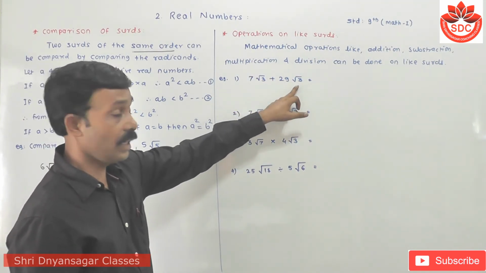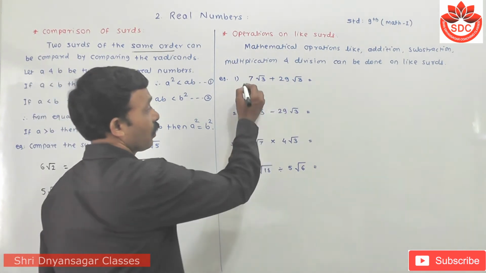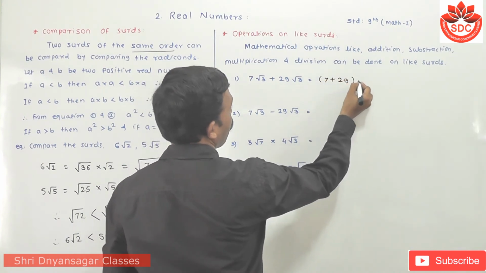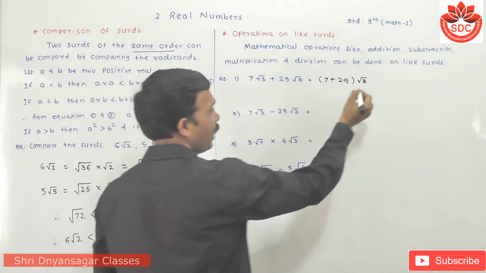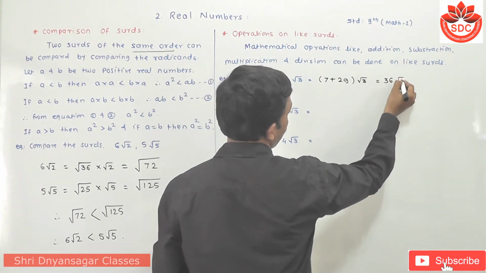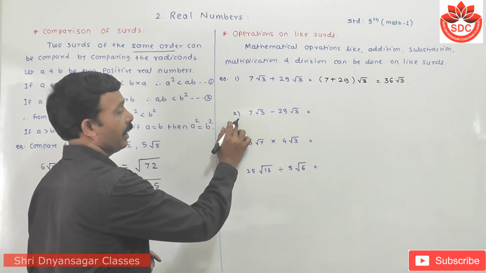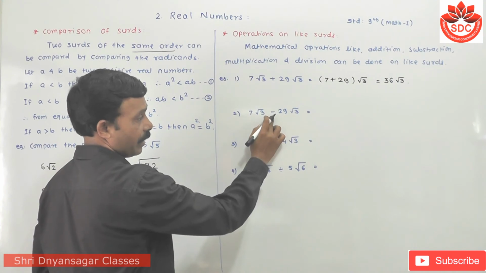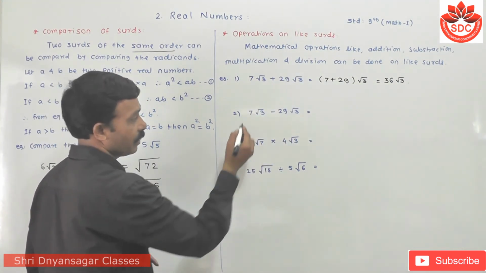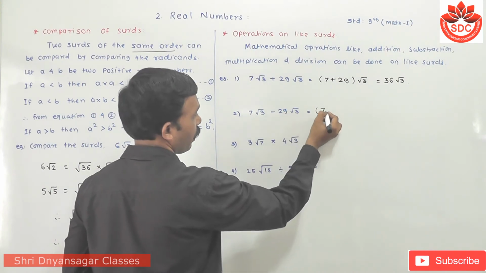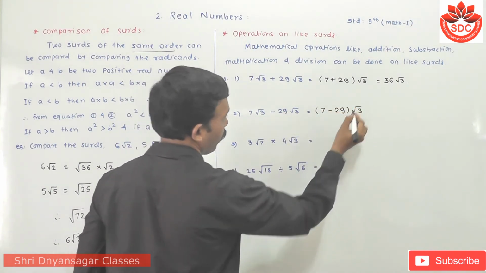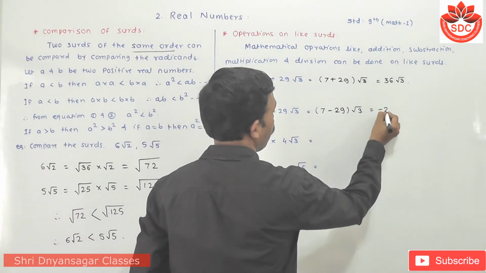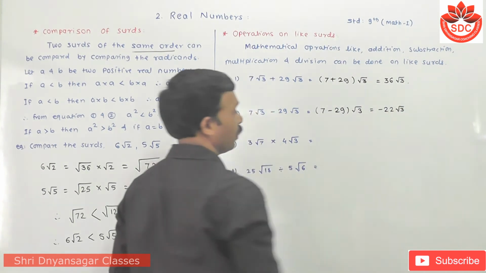Students, look here. The radicand is the same. Then you add the coefficients of this radicand, meaning 7 plus 29 into root 3. The addition becomes 36 root 3. The second example is 7 root 3 minus 29 root 3. Here only the sign changes, minus. We take the subtraction of coefficients, 7 minus 29 into root 3. The subtraction becomes minus 22 root 3.